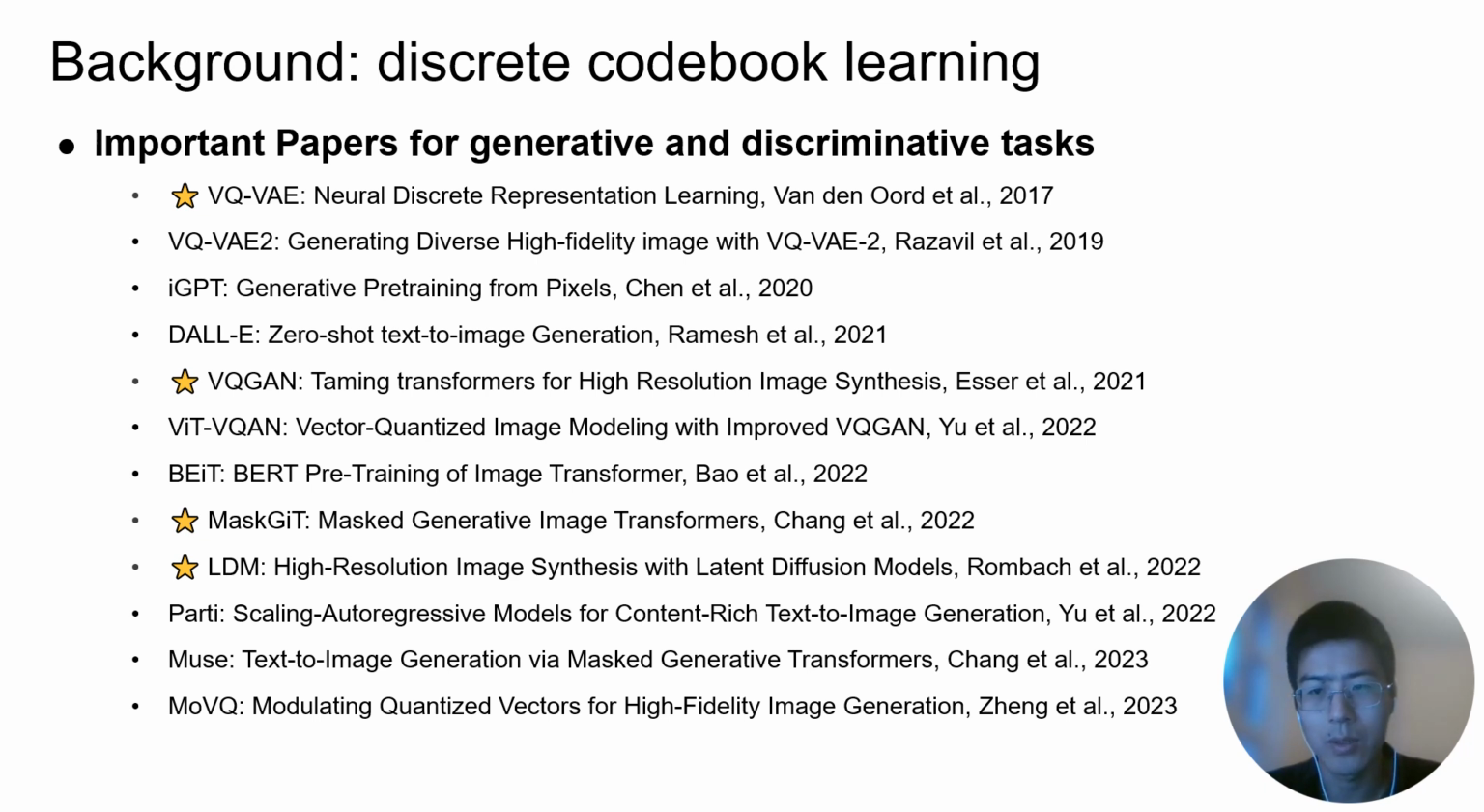VQVAE is a pioneer work that introduced vector quantization into deep learning and applied it for image and video generation. VQGAN then combines the codebook learning with a transformer for multiple applications. The latest MaskGIT and the latent diffusion model are excellent works that improve the generation quality using different methods for distribution estimation.